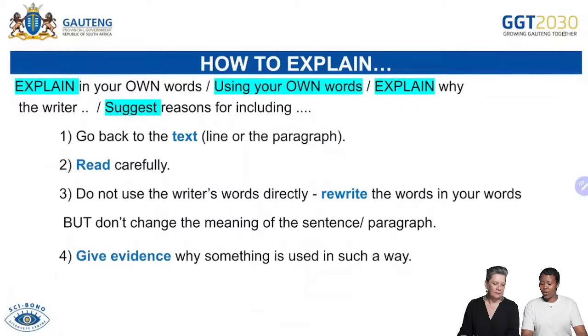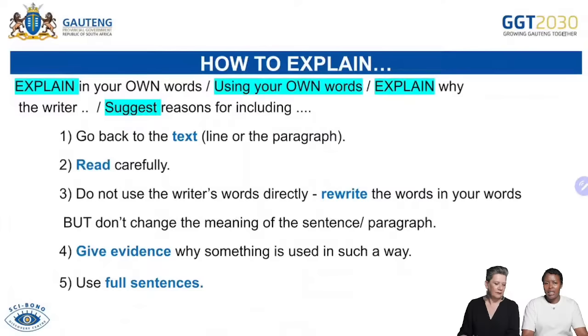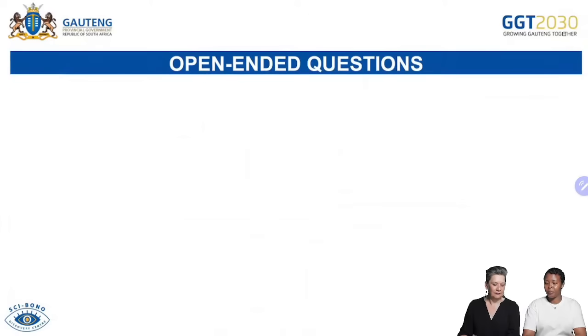Then you give evidence why something is used in such a way. Why would it be that way based on what the text is saying? Finally, use full sentences. You have to use full sentences, please. You have enough time to do this, and it will work to your advantage when you use full sentences.